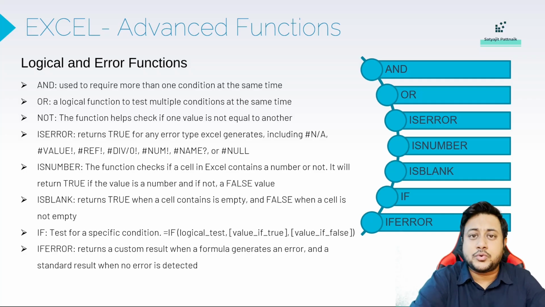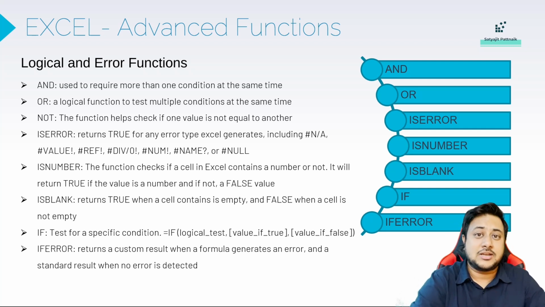And is used to require more than one condition at the same time. This and that. If both are true, then it will be true. I hope everybody knows about these concepts. If one of them is false, the and operator is going to return you false, right? Or is a logical function to test multiple conditions at the same time. If both are true, your final outcome is true. If either one of them is true, your final outcome is still true.